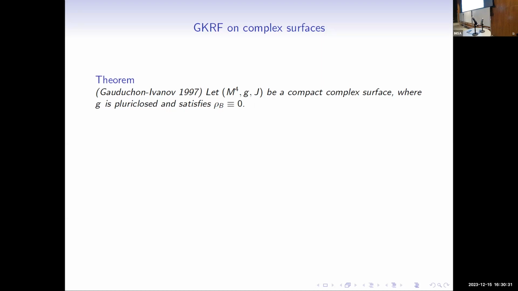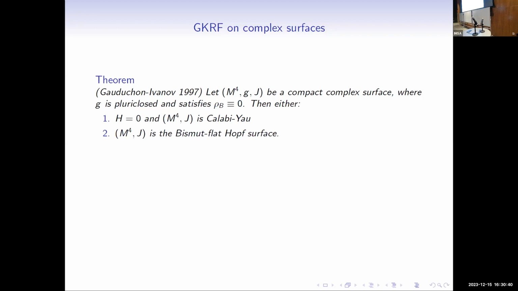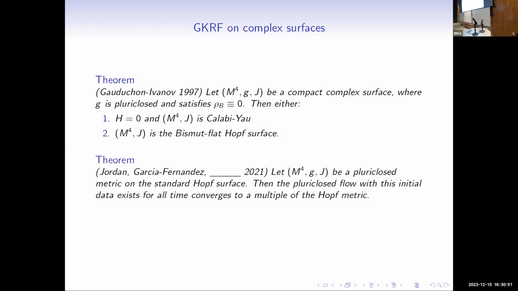the metric is pluriclosed, Bismut-Ricci flat. Then you have a very strong characterization. So either H vanishes and it's Kahler-Calabi-Yau, or it's the Bismut-flat Hopf surface, the one I described earlier. That's the only non-Kähler example, actually, the only compact non-Kähler example in dimension 4. Okay. So with that in mind, we arguably give a sort of complete description of this flow on the only relevant non-Kähler background.